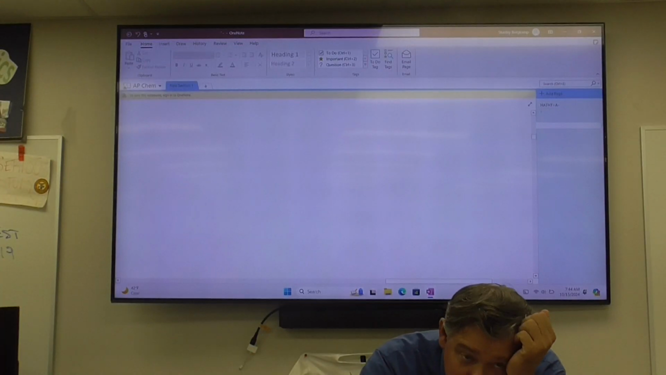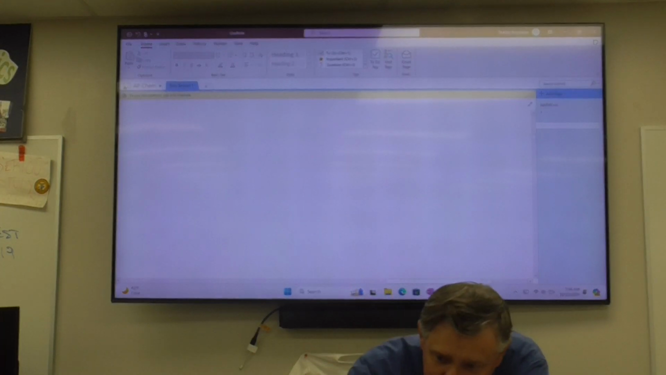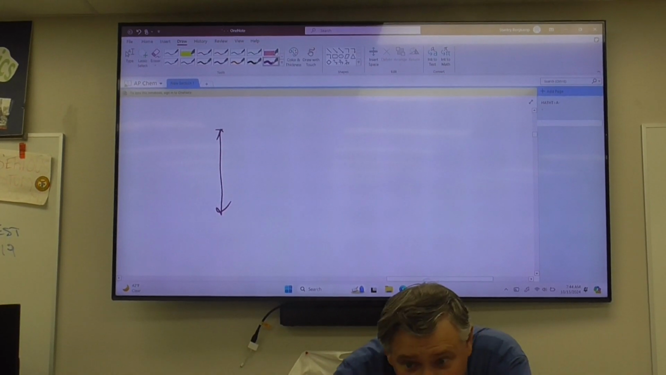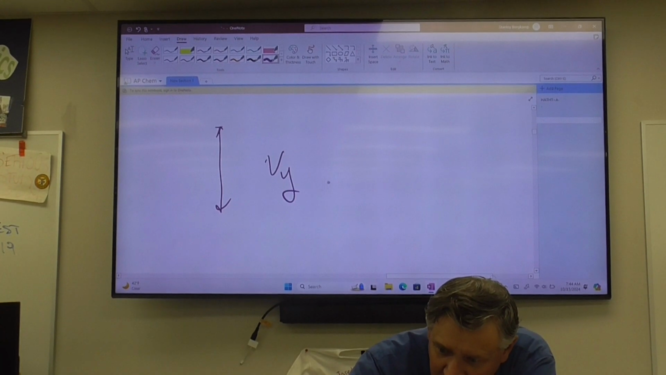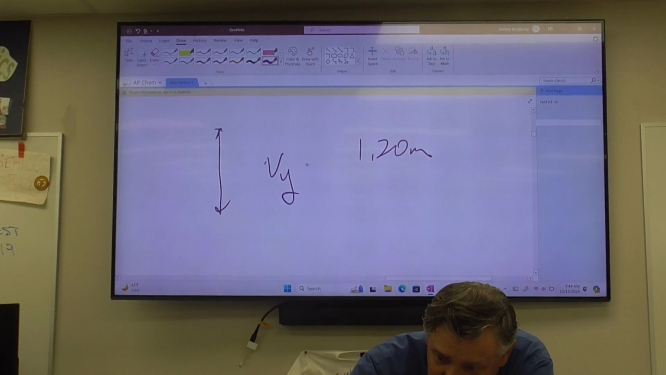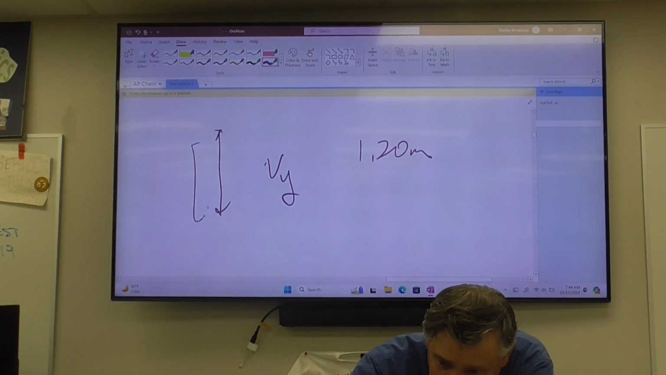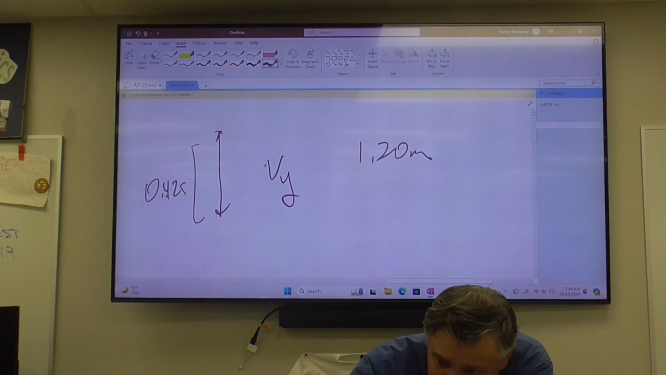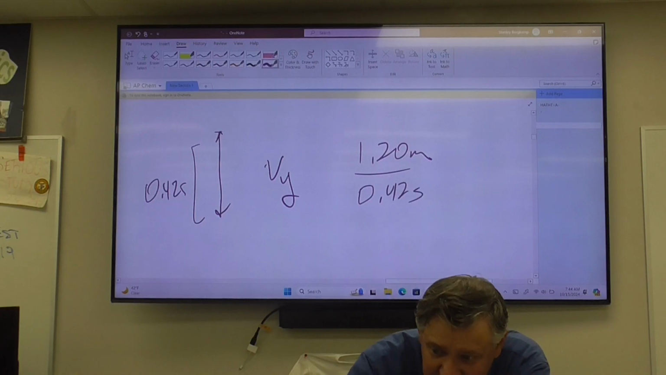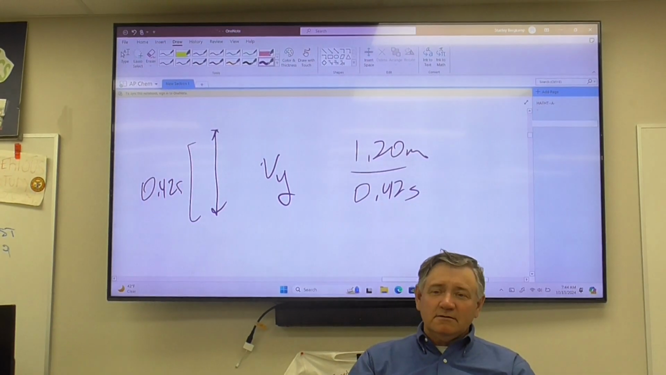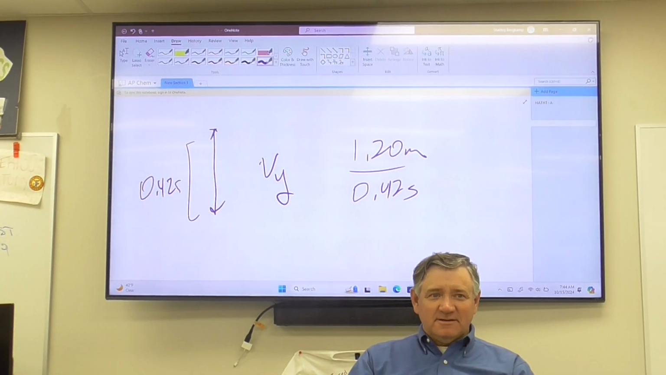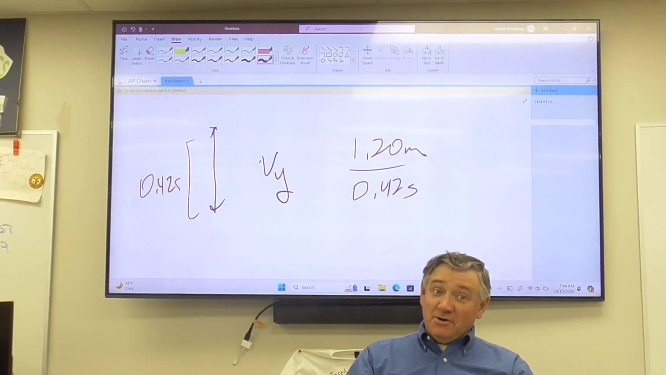So here's what you cannot do, three of you in this class. If you happen to know how far something falls vertically and you want to find the Vy, let's say it falls, I don't know, 1.20 meters, and it takes 0.42 seconds to fall. Could you take 1.2 meters and divide it by 0.42 seconds to get the vertical velocity, Cohen? No. Why? Because it accelerates. It's accelerating, okay? You could. It would just be wrong.